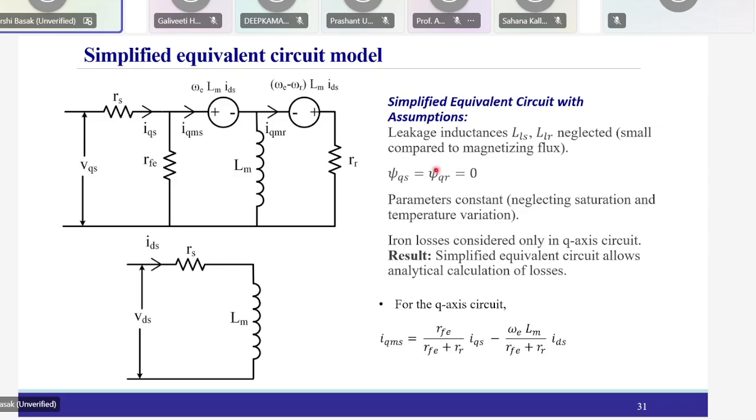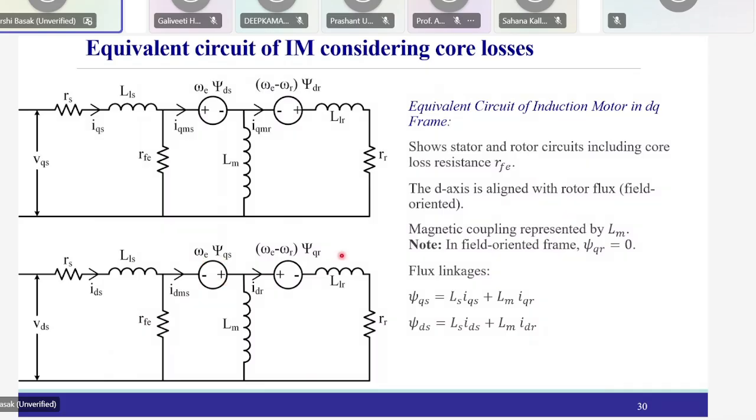Since this corresponds to a rotor flux oriented frame, IQS equals 0, because you are neglecting all the leakages, and IQS is nothing but sigma times LS times IQS. If sigma is 0, then IQS is definitely 0. Therefore in this D axis circuit IQS is 0, IQR is 0, and you will see that IDR will also become 0.